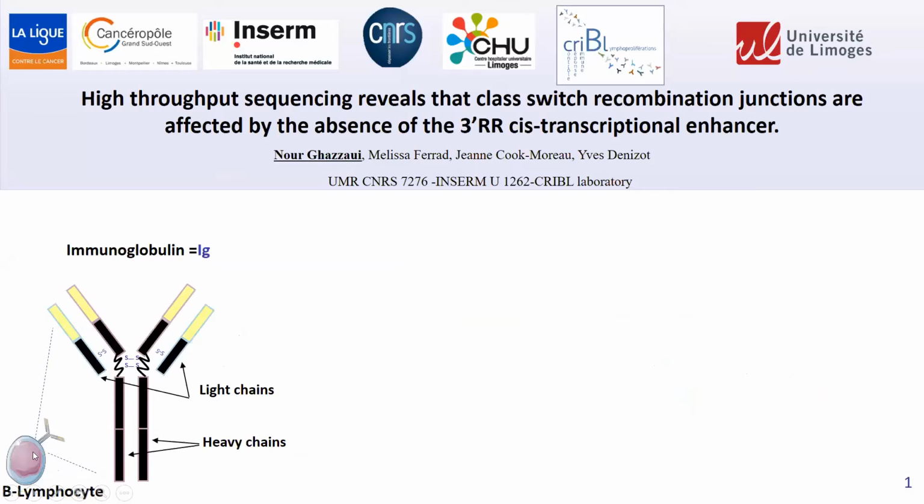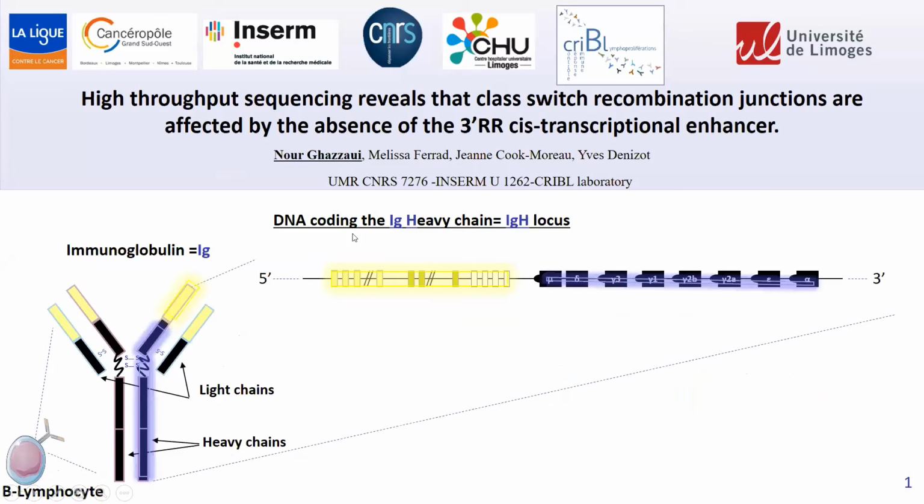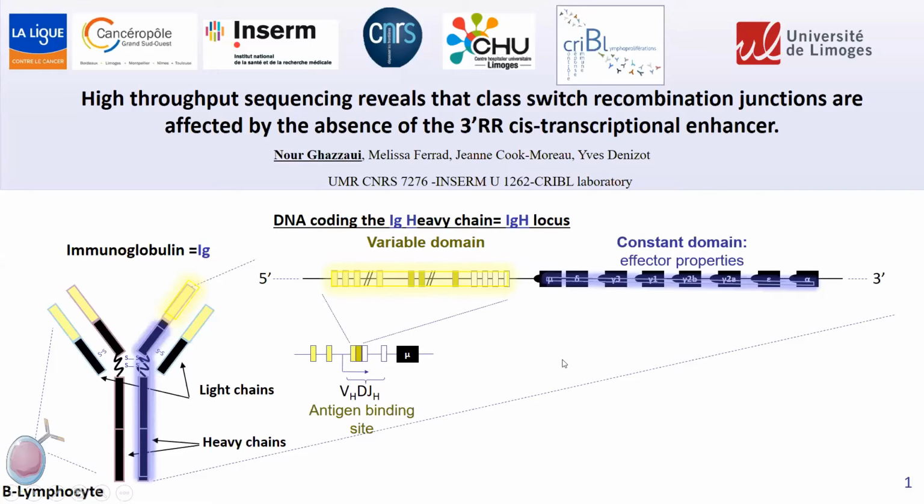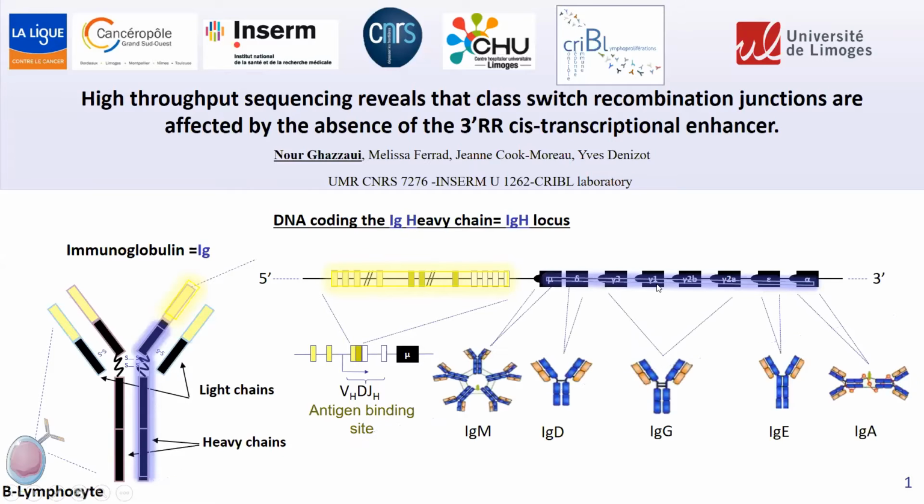Mature B cells express immunoglobulins on their surface. These immunoglobulins are constituted of two identical light chains and two identical heavy chains. Heavy chains are encoded by the IgH locus, the immunoglobulin heavy chain locus, composed of a variable domain coding the antigen binding site, and a constant one containing the genes encoding the different immunoglobulin isotypes.